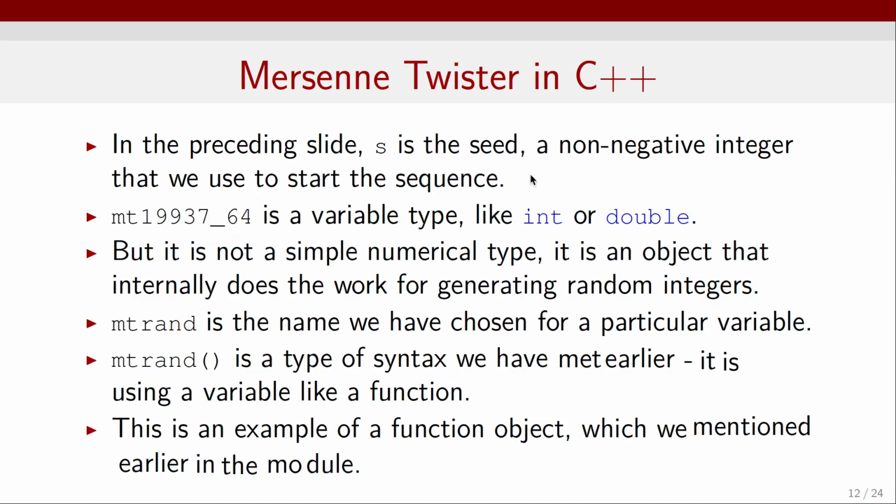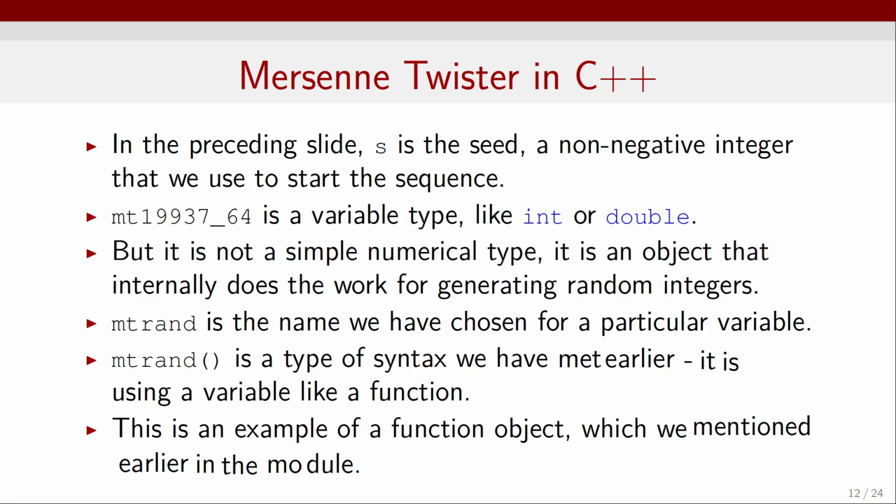Okay, so in this slide, s was the seed. That's a non-negative integer that we use to start the sequence. MT19937_64 is a variable type, just like integer or double. But it's not a simple numerical type. It is an object that internally does the work for generating random numbers.